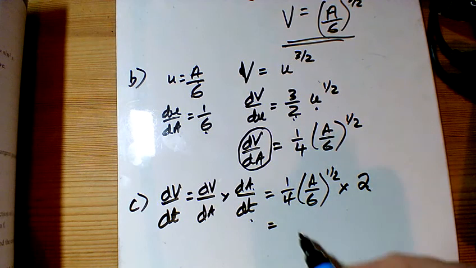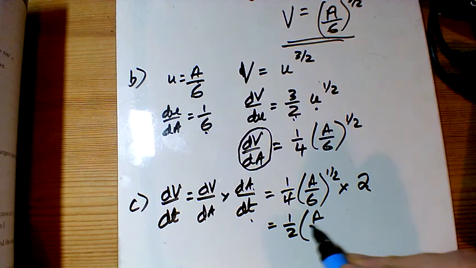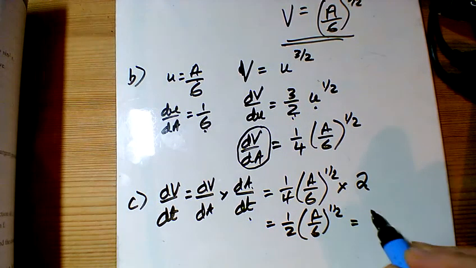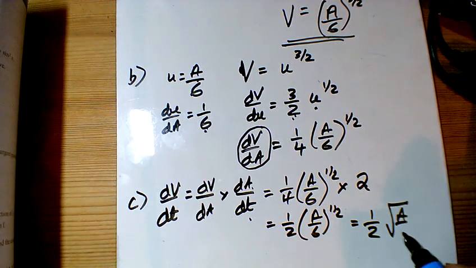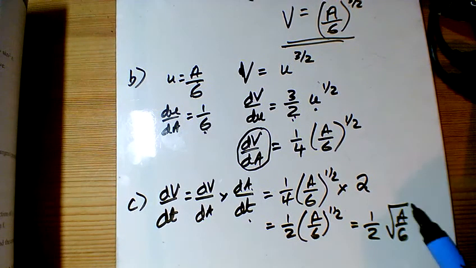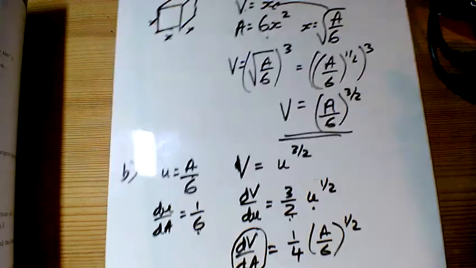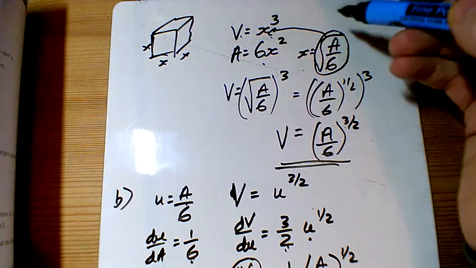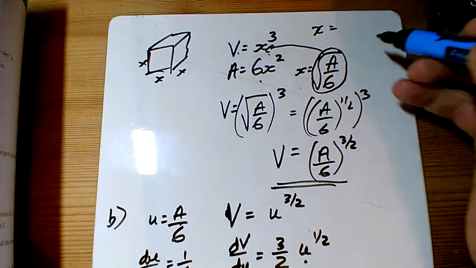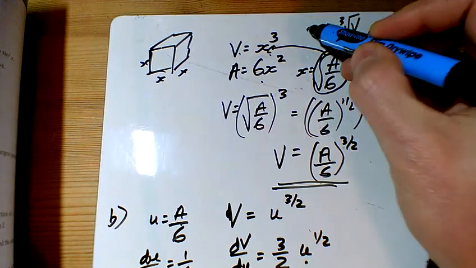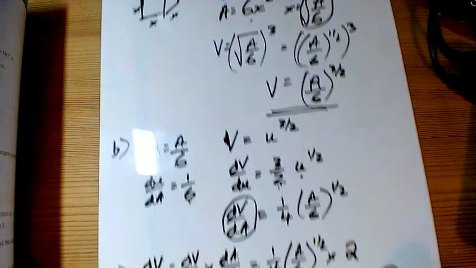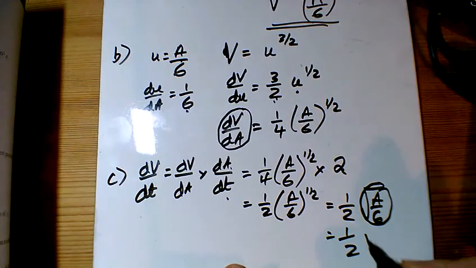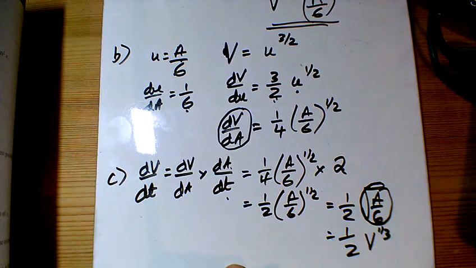So here I've got 2/4 or a half, a over 6 to the power of a half. So this is a half the square root of a over 6. Still not quite there, but you'll recognise that from right at the beginning of the question. Remember, x was equal to the square root of a over 6? And if x is the square root of a over 6, do you not agree that x is the cube root of the volume from this bit here? And so all the way down here, right at the end, we can say that it's a half the volume to the power of a third, the volume cube rooted.